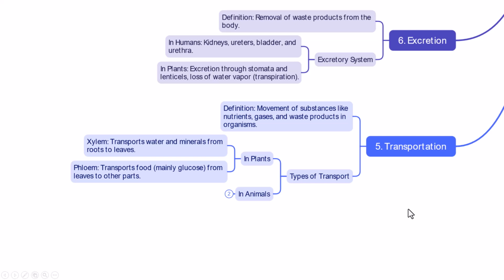So next comes transportation. Its definition is given. Movement of substances like nutrients, gases, and waste products inside any organism. Very clear? Then types of transportation. First is in plants, you all know it happens through phloem and xylem. Then in animals, it's transported via veins.